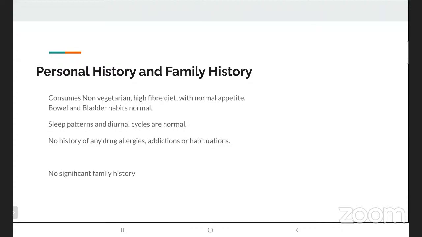The patient consumes a non-vegetarian, high fiber diet with normal appetite. His bowel and bladder habits were normal. His sleep patterns and diurnal cycles were normal. There was no history of any drug allergies, addictions, or habituations, and there was no significant family history.